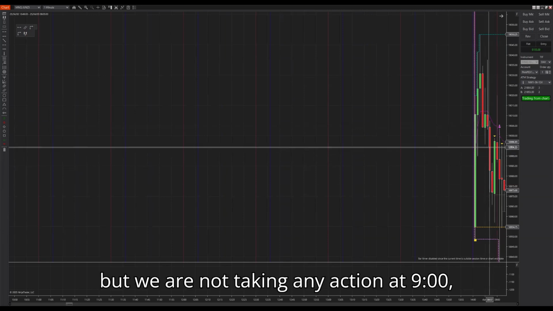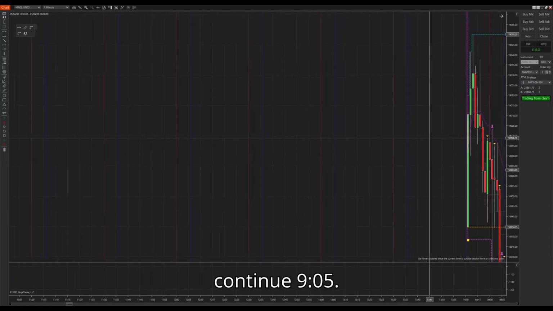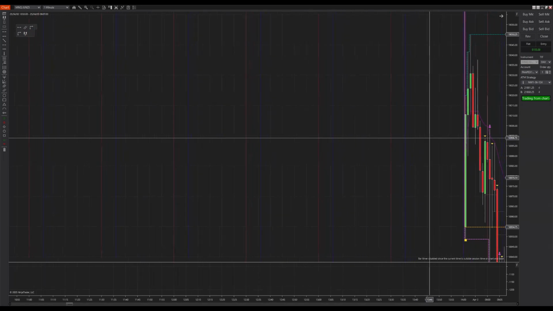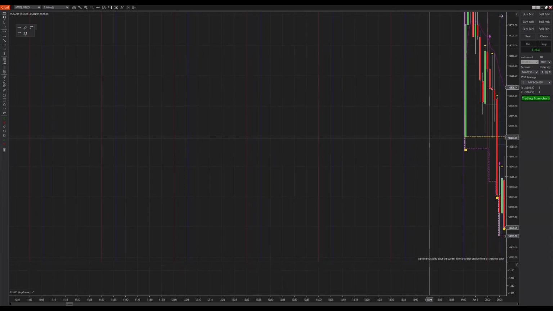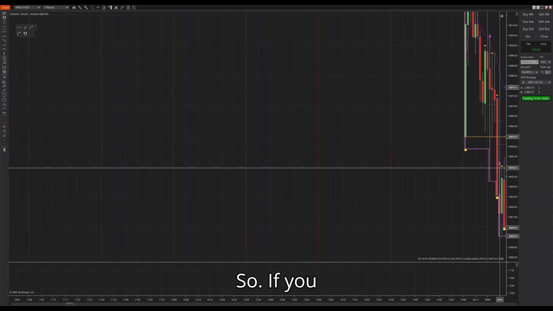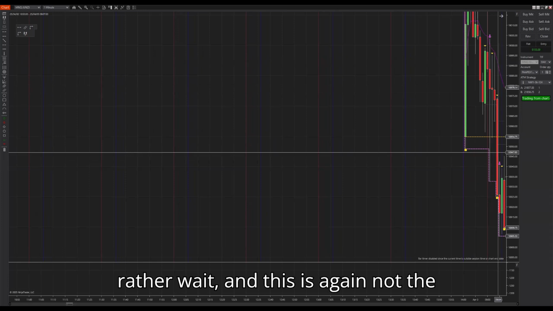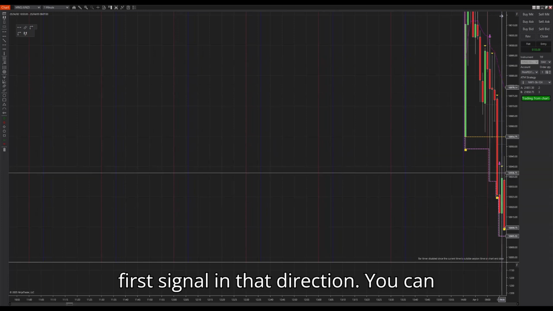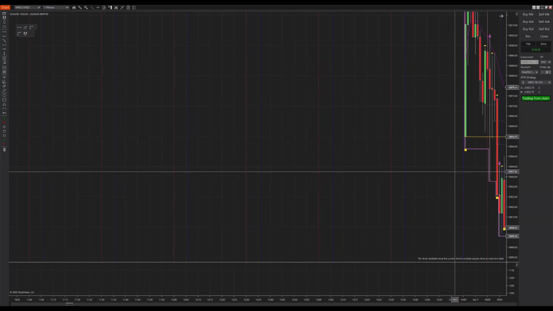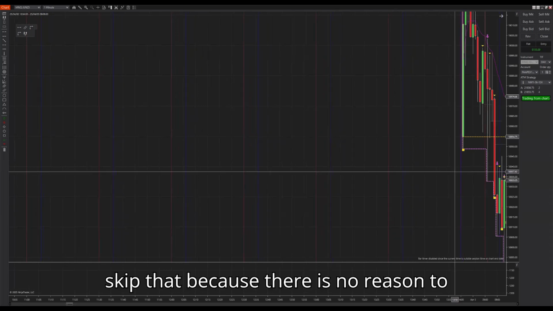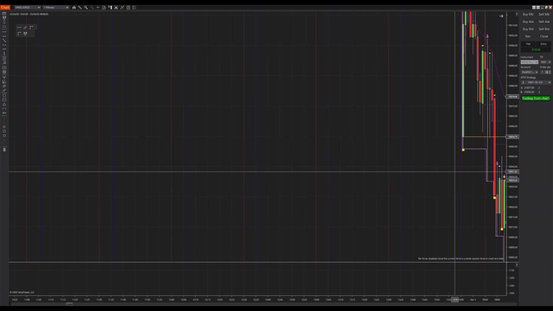But we are not taking any action at 9. So we will continue 9:05. So if you want to take risk, you can, but I would rather wait. And this is again not the first signal in that direction. You can even just skip that, because there is no reason to rush and there will always be other opportunities.